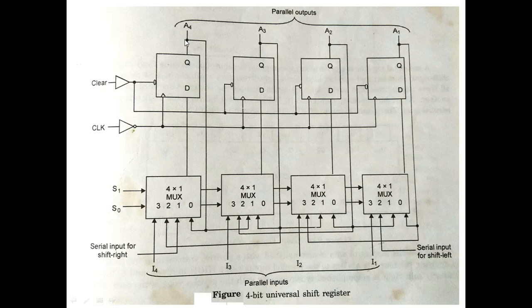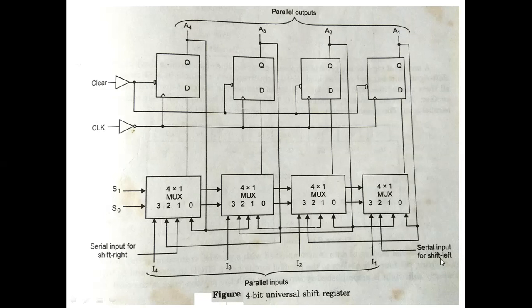So whatever the data here after application of the second clock pulse, that will come here, and that data is connected again to D1 of the third multiplexer. So again it is coming here. So when you apply the third clock pulse, that data will come here. After application of the fourth clock pulse, that data will come here. So the data are shifting from A4 to A3 to A2 to A1. So data is shifted towards the right. Because of that, it is called the shift right operation.